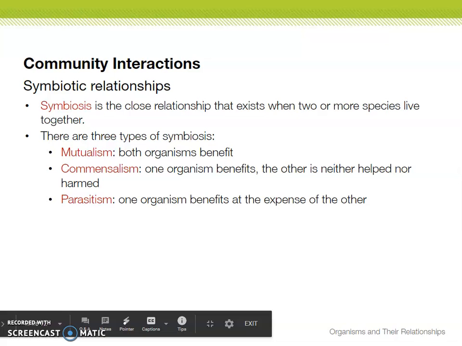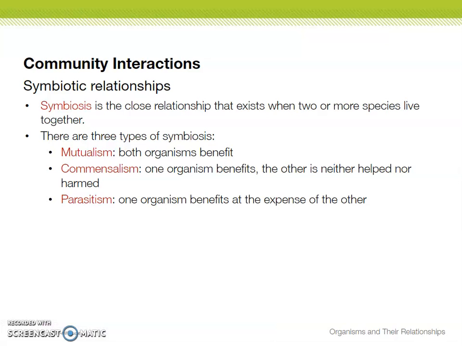Community interactions. Symbiotic relationships. Symbiosis is the close relationship that exists when two or more species live together. There are three main types of symbiosis that we're going to talk about. Mutualism is when both organisms benefit. Commensalism, when one organism benefits and the other is neither helped nor harmed. And parasitism, when one organism benefits at the expense of the other. We're going to talk more in depth about these things later on in class.